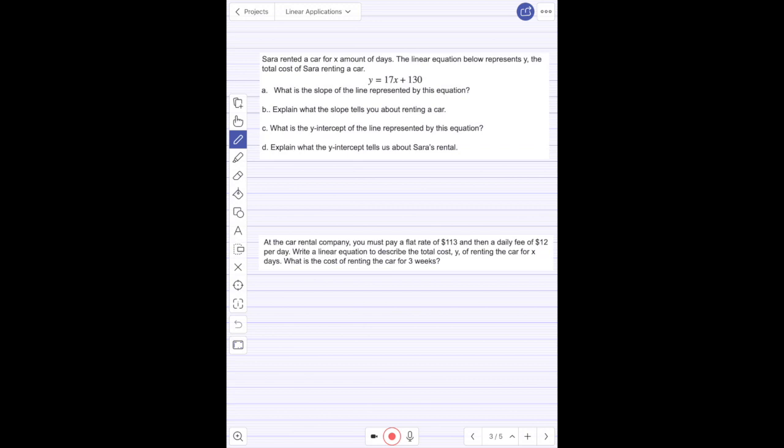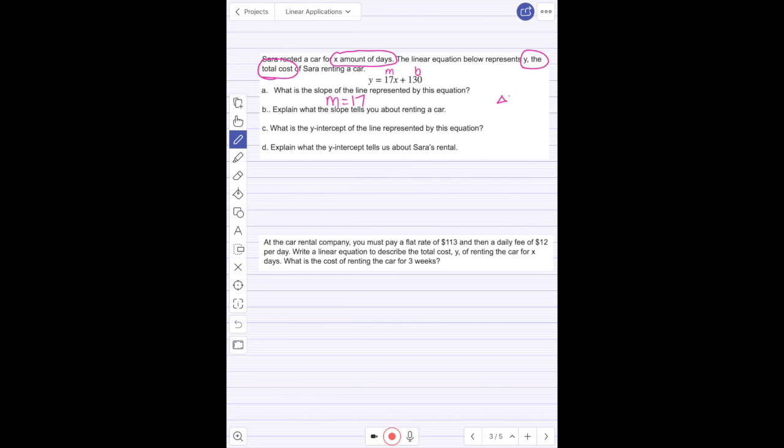All right, so it says Sarah rented a car for X amount of days. The linear equation below represents the Y, which is the total cost that Sarah is going to pay. So X represents the days, so that's important, and Y represents the total cost that she's going to pay for that rental. What is the slope of the line being represented? So if I have y equals mx plus b, then my slope is 17. So what does my slope mean in this situation?